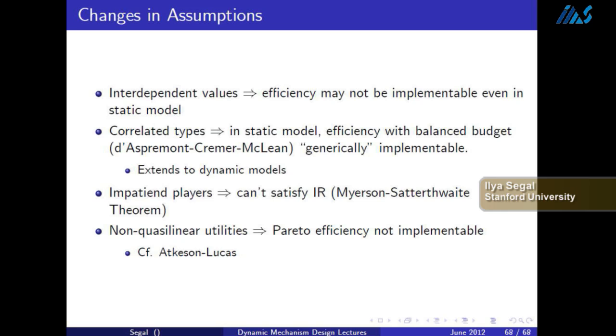Okay, now if you extend to non-quasi-linear utilities, in general you cannot implement Pareto efficiency, but I thought Atkeson and Lucas is one interesting example of what you can do when you are interested in efficiency, but you have non-quasi-linear utilities in a dynamic setting. So, okay, that's it. But are there questions?